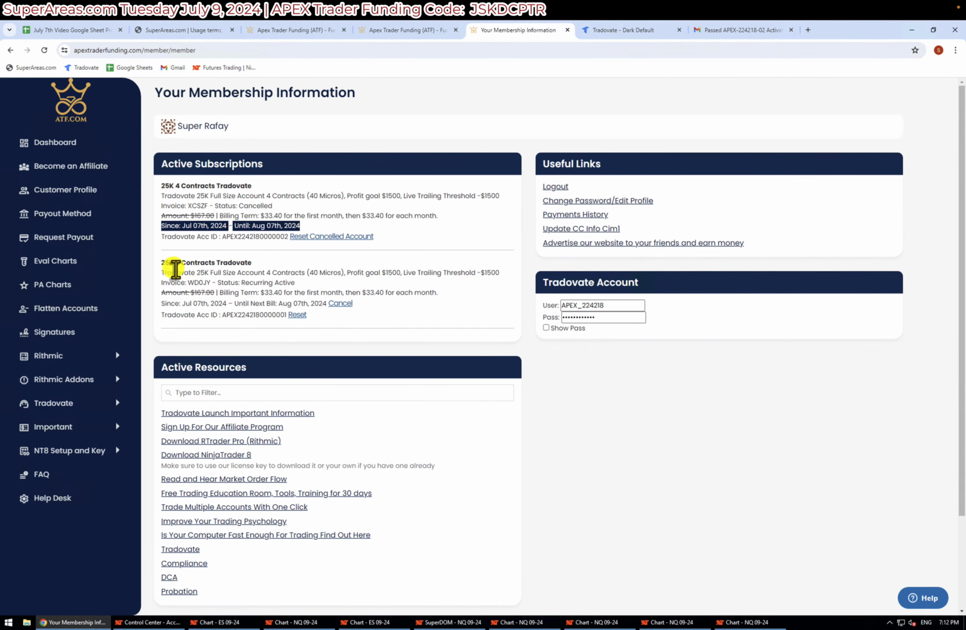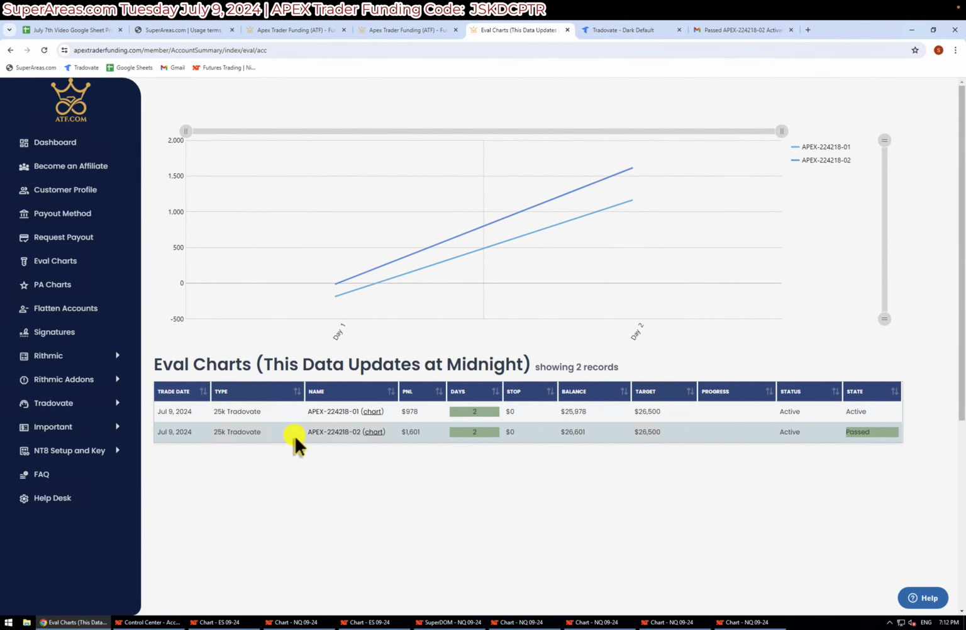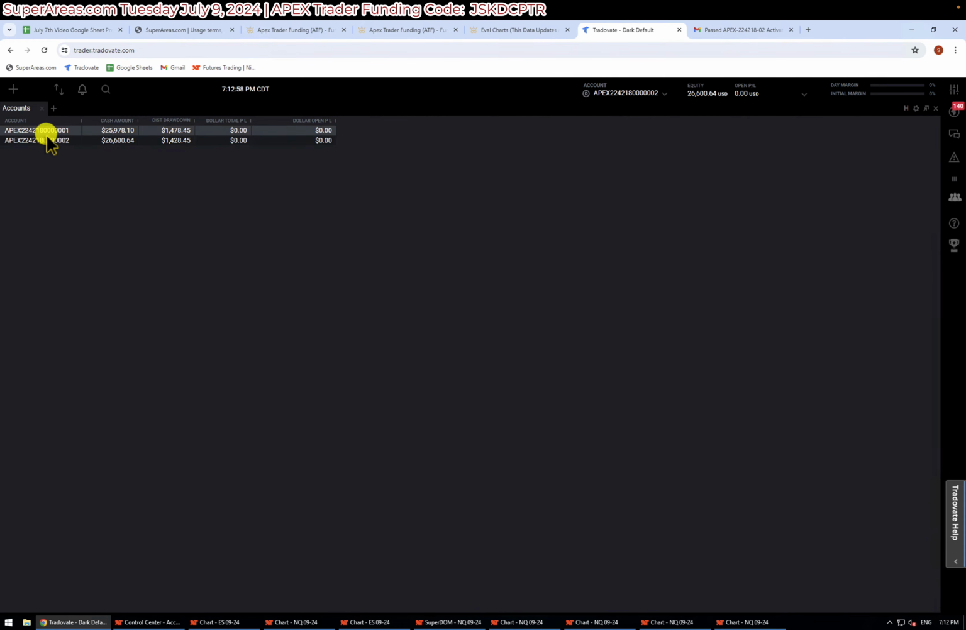So for example, the account number I have passed. Let's go to evaluation charts again. Here it says account number 1, I have 9. It says it's still active, everything is fine, and my balance. If you want to see what your threshold is, go to your Trade Day, which I've shown you how to log in. And account number 1, it says distance to drawdown.